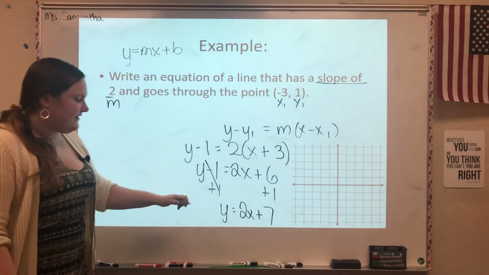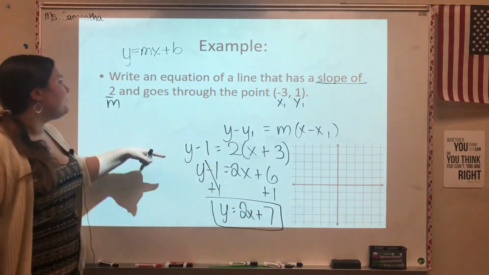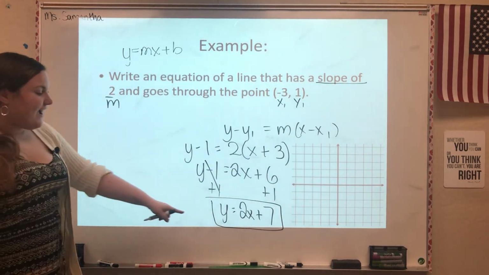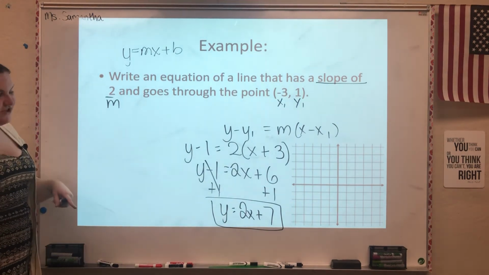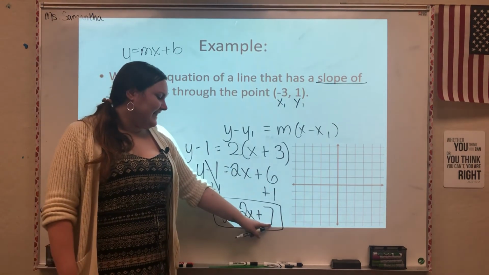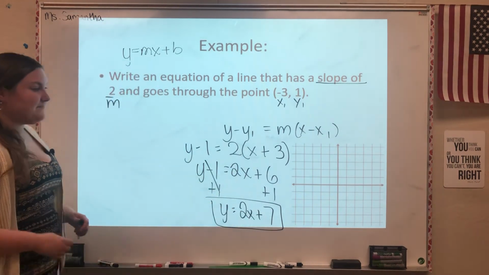And this right here is your final answer. It is in slope-intercept form. We've got our slope is 2, which they had already told us. But now that we've changed it into slope-intercept form, I can see that our y-intercept is 7.